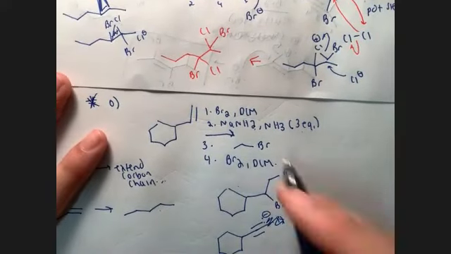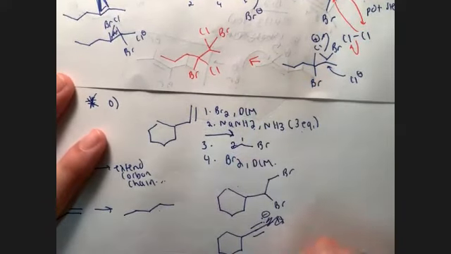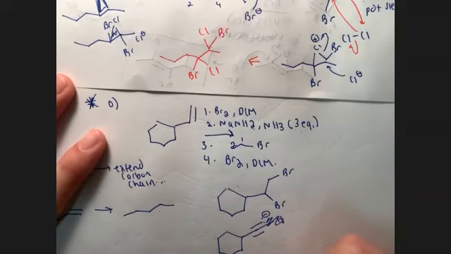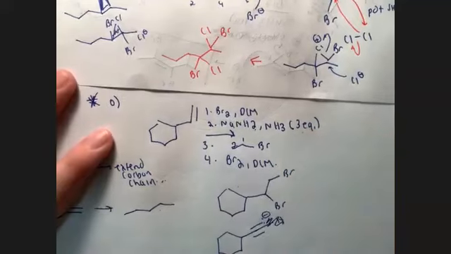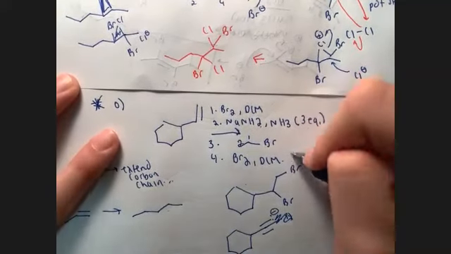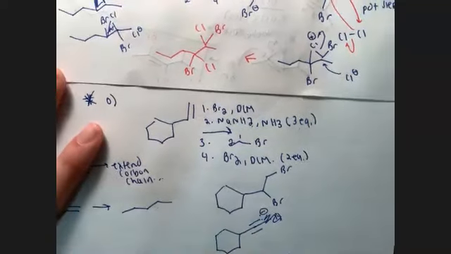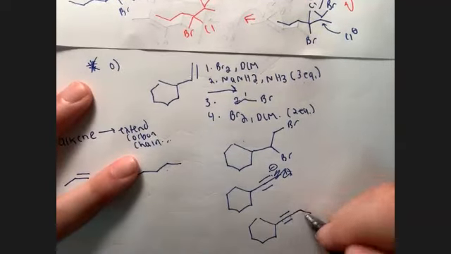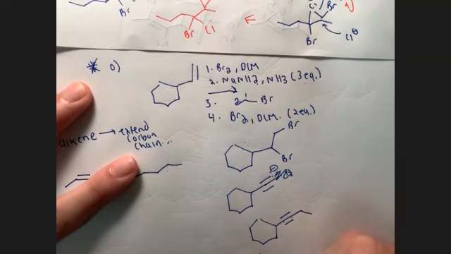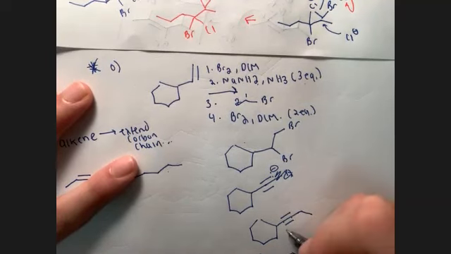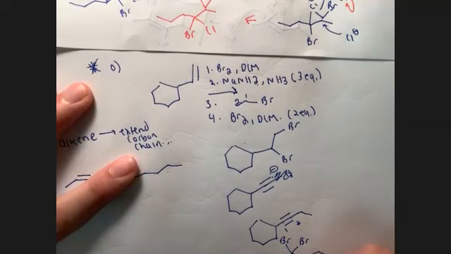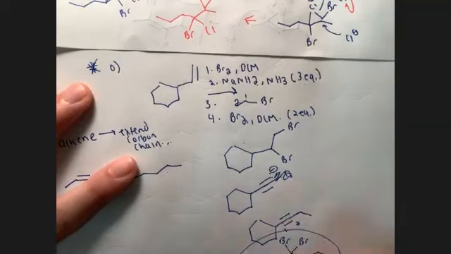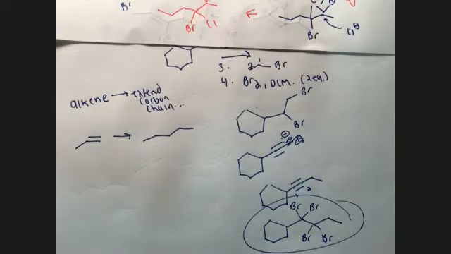Then in step 3, it looks like we add 2 carbons, 1, 2, so it forms 1, 2. And then it looks like in step 4, oh, I forgot the 2 equivalents, my bad. We're adding 2 equivalents of bromine to this structure. So essentially we have 1, 2, 3, 4, and on positions 1 and 2, we have 2 bromines. That's the end product.